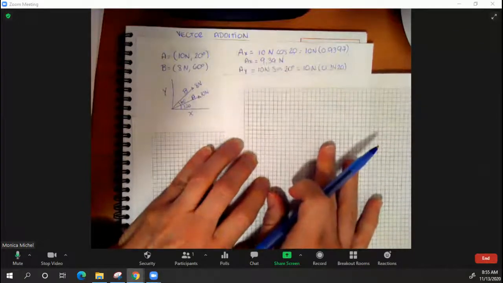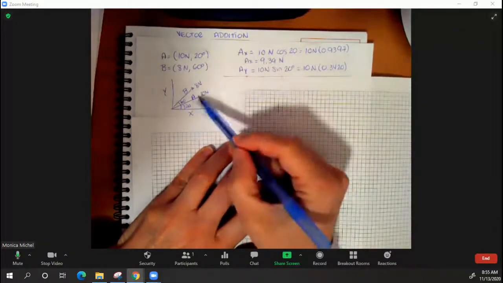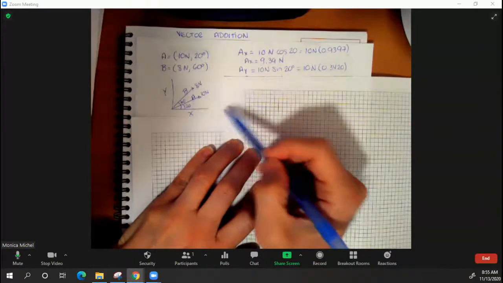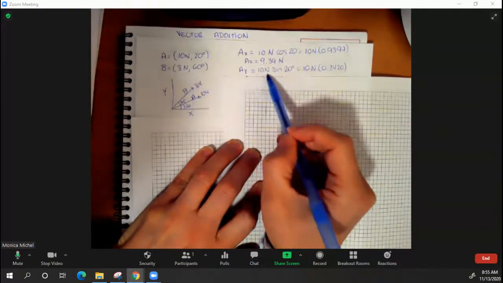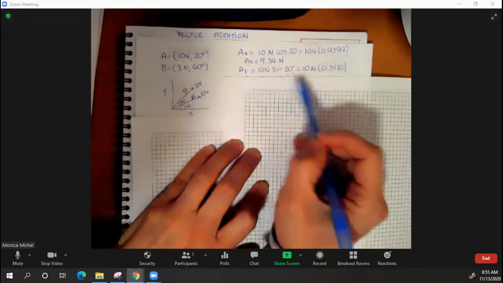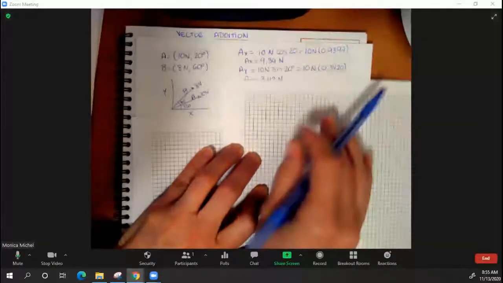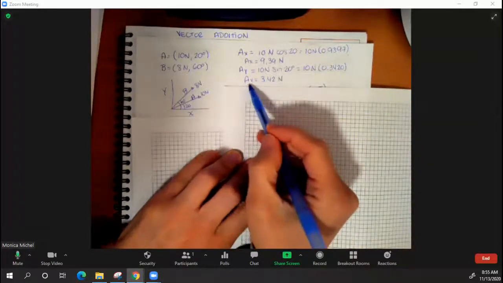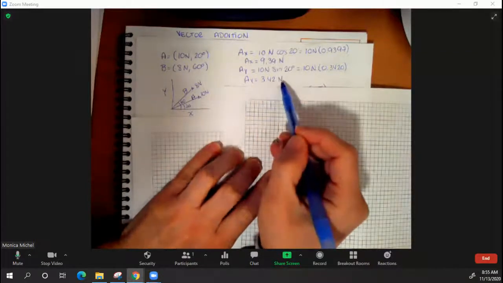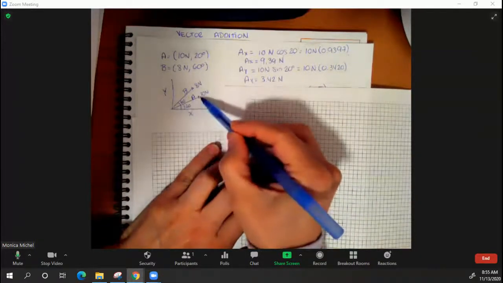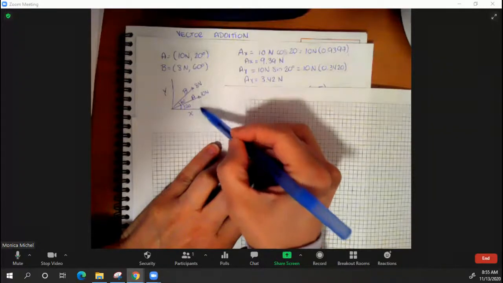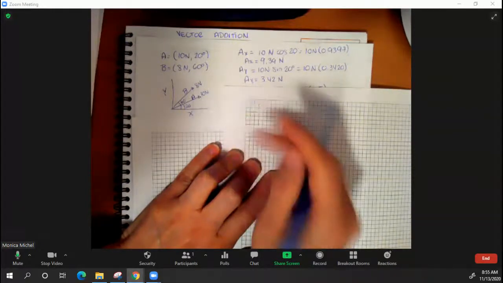Then we find the value for y, and I'm going to use the opposite side. That means I'm going to be using the sine. 10 newtons multiplied by the sine of 20, that will be 10 newtons multiplied by 0.3420, and I will obtain the value for Ay, 3.42 newtons. So this vector A is showing me a value for y of 3.42 newtons.